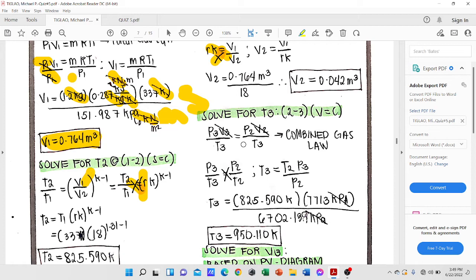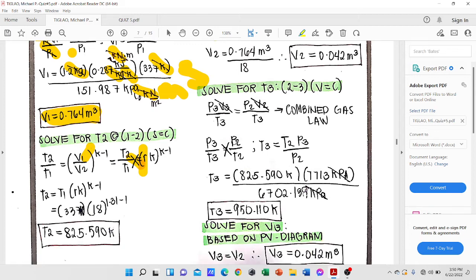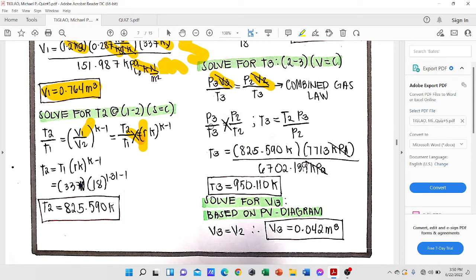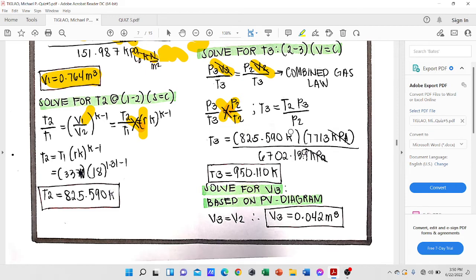Sa point 3, inuna kong kinuha is yung temperature 3. Sa process 2 to 3, which volume is constant. Ginamit kong formula is yung PVT formula o yung combined gas law. Then, di ba, sa process 2 to 3, volume is constant. So, yung volume is makakancel. Yung initial formula natin is P3 all over T3 is equals to P2 all over T2. Then, yung i-cross multiply lang natin, makukuha natin yung final formula na T3 is equals to T2 multiplied by P3 all over P2.